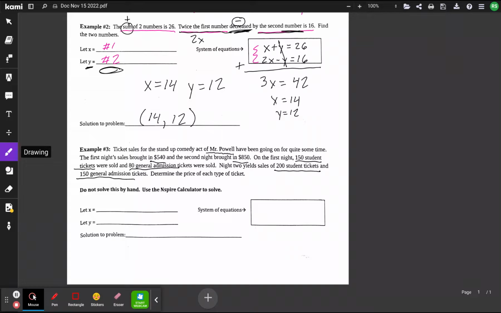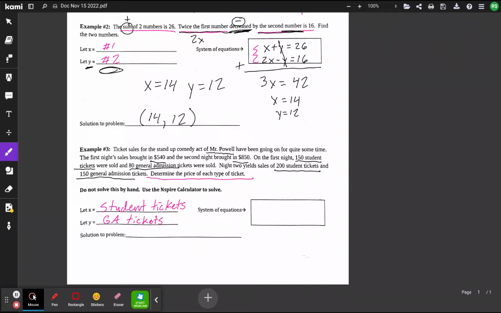We're going to set up a system of equations. We want to determine the price of each ticket. We have 2 tickets we're working with. We have student tickets, and then we have our general admission tickets, so our GA tickets.